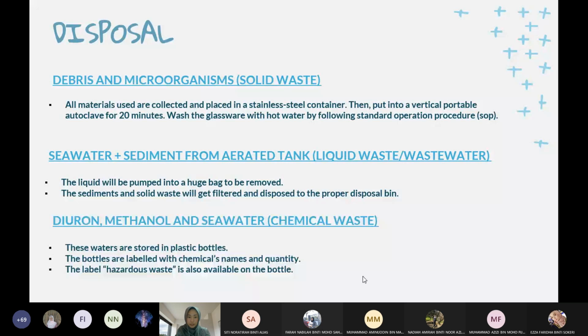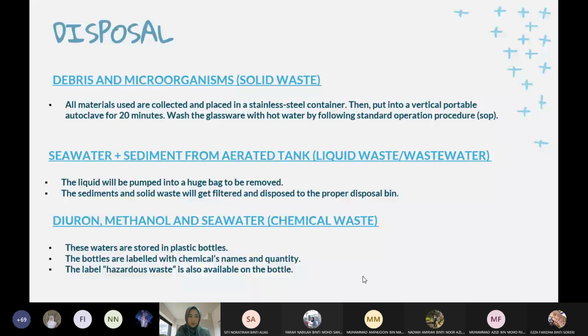The third type of waste is chemical waste, such as diuron, methanol, and remaining chemicals in seawater. They are first stored in plastic bottles, which are labeled with the name of the chemicals and their quantity.